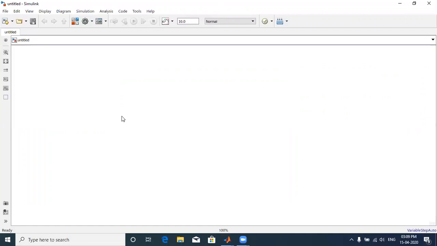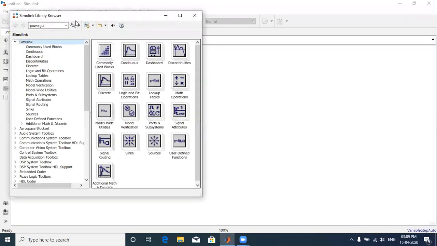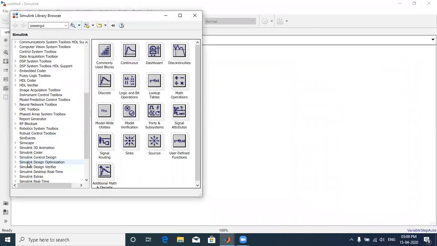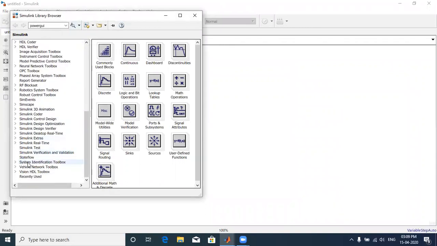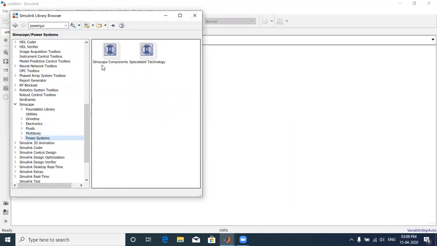So you can see this is the library. As I said, this library contains all the blocks. Click on this library browser. A window will pop up. So here for implementation of power electronics circuits, we have a library called Simscape. So go into Simscape, power systems. You can see this Simscape components and specialized technology.